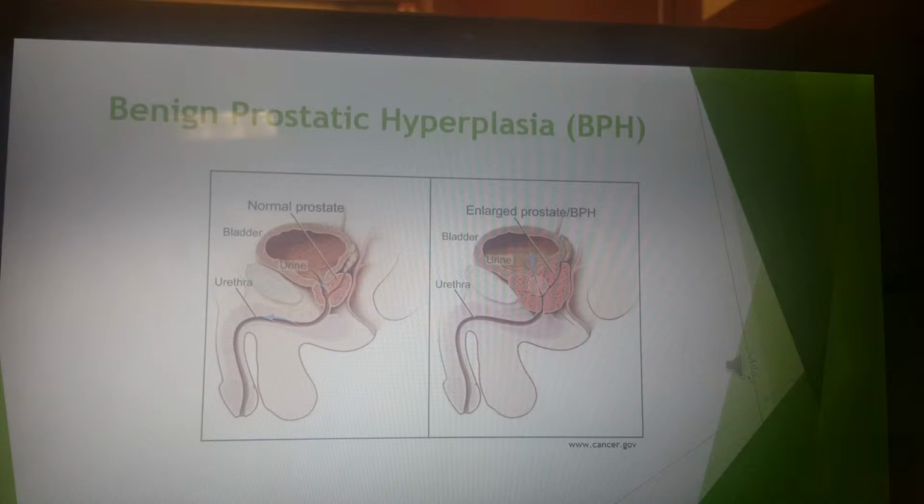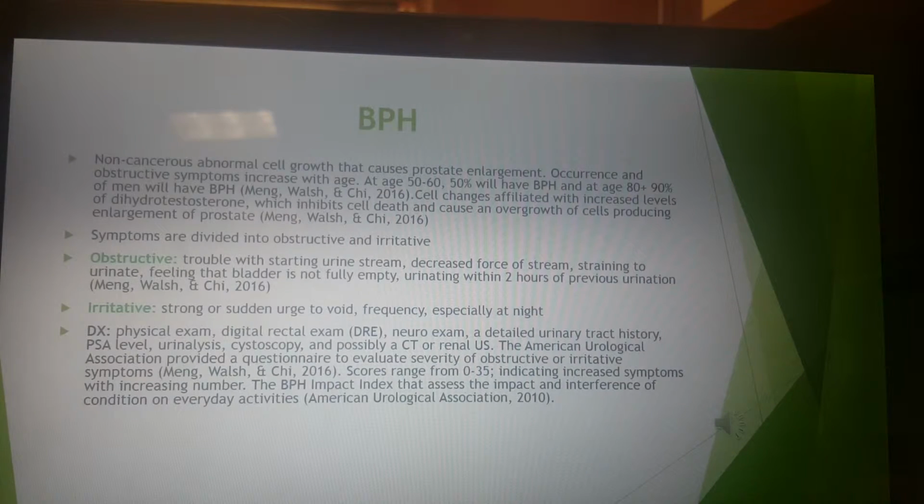The next topic of the session is benign prostatic hyperplasia. The picture on the left shows a normal prostate. The picture on the right shows an enlarged prostate. BPH is a non-cancerous abnormal cell growth that causes the prostate to enlarge. Occurrence and obstructive symptoms typically increase with age.